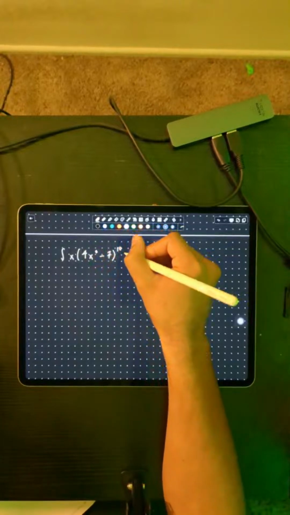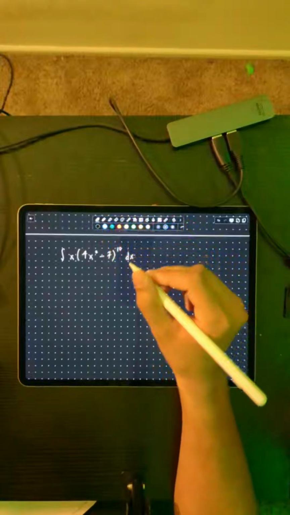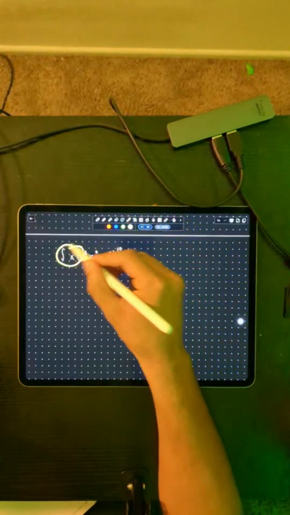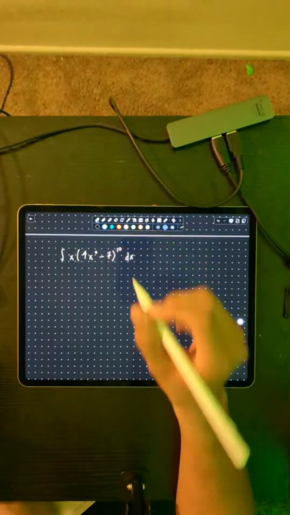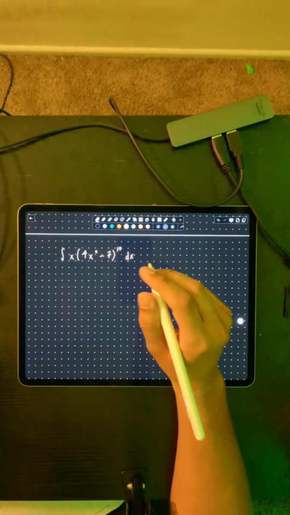Okay, here's our next integral. Chat, what's going to be the first step we do here? We have the integral of x times this guy here. Hopefully, some of you are getting the hang of this if you've been here for the last, I don't know, 45 minutes.